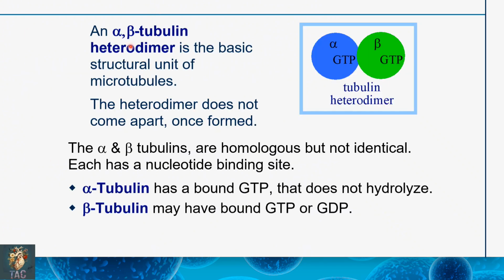So alpha and beta monomers, you can see, are the basic structural unit of the microtubule. The heterodimers do not come apart once formed. The alpha and beta tubulins are homologous but not identical. Each has a nucleotide binding site. Alpha tubulin has a bound GTP that does not hydrolyze, while beta tubulin may have a bound GTP or GDP. It varies. This GTP hydrolyzes to GDP and gives the energy for the cell.